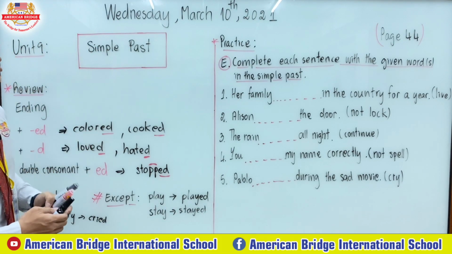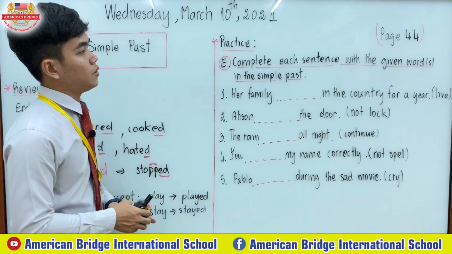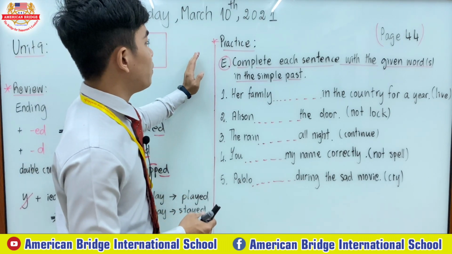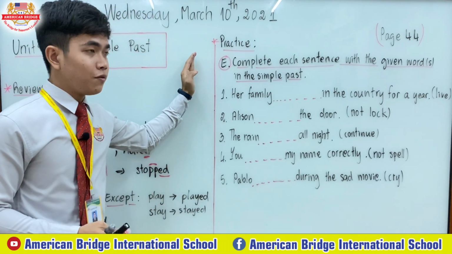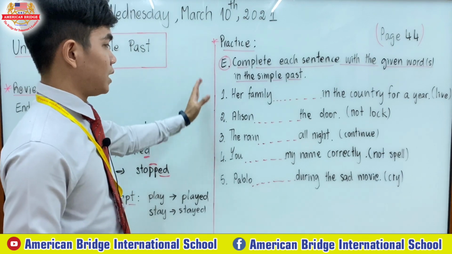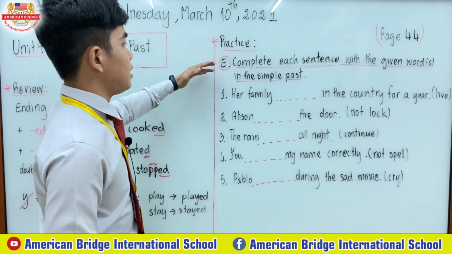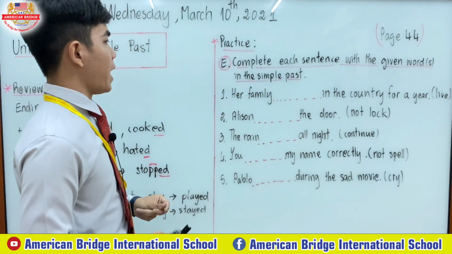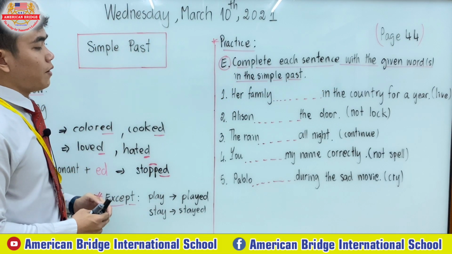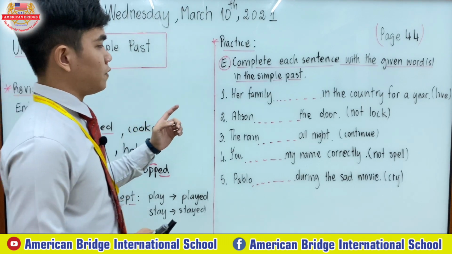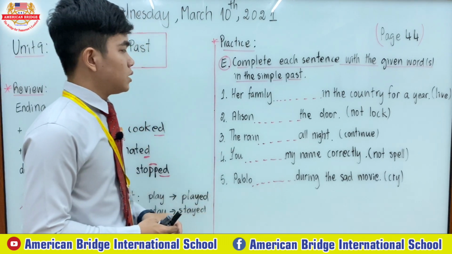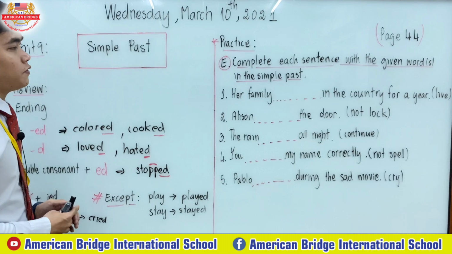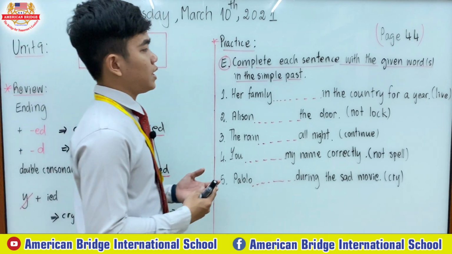Okay, everyone, so we go to our practice stage. In our practice on page 44, please turn your book to page 44 together and we are going to complete this exercise together. Exercise E: Complete each sentence with the given words in the simple past. There are 5 sentences. In each sentence we also have the verb.